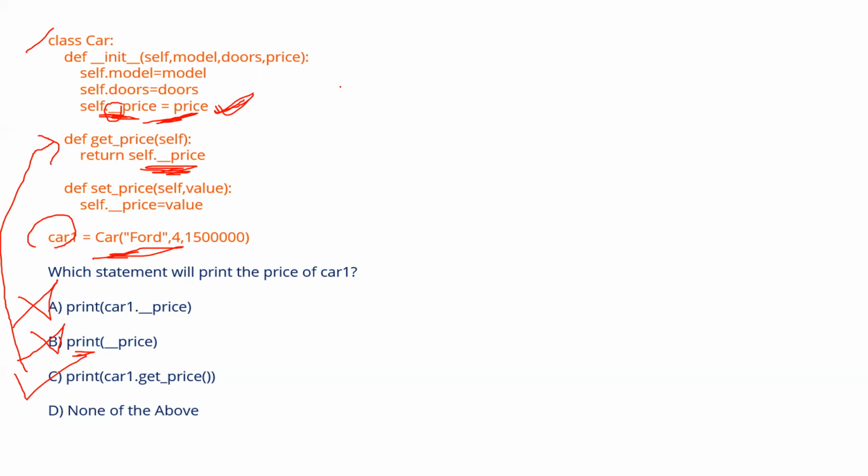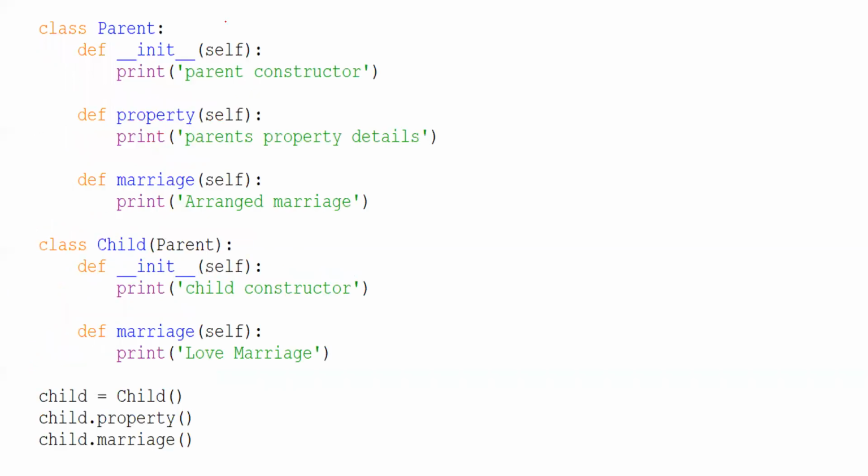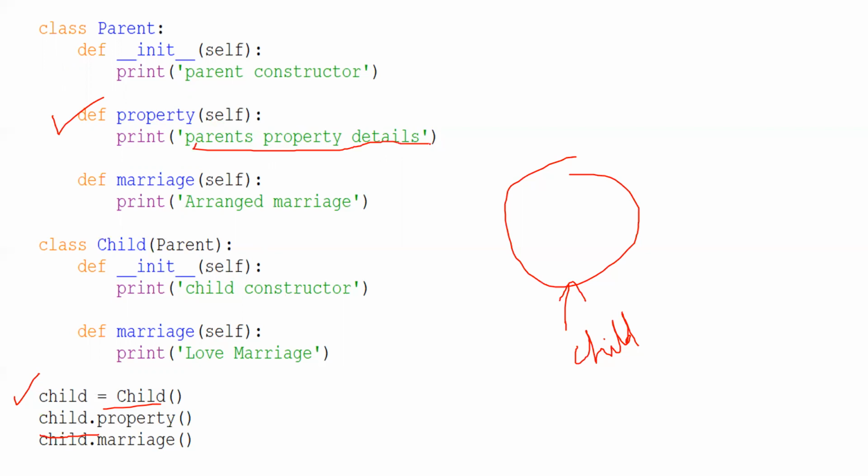Okay, now observe here, this is based on the inheritance concept and overriding concept. See, child equal to child object, which means for a child object the reference variable is a child. And child dot property, check whether there is a property method present in the child class or not. No. Now let's look into the parent. Yes, you found it, so you will get the details as the parent's property details. Child dot marriage, yes, you got the method, so this will be executed.